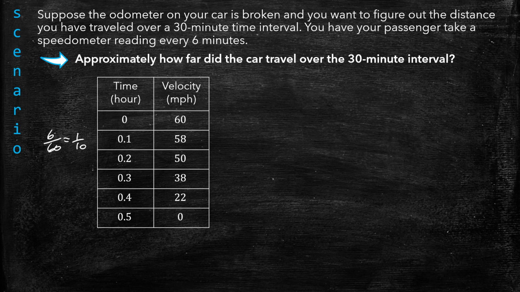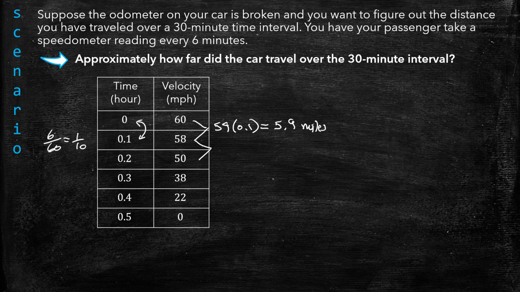And to find out how far we traveled over the 30-minute interval, let's break it down over, say, the first 6 minutes, from 0 to 0.1. To find distance traveled, you have to take your speed times time, but we don't know whether to use 60 or 58. So why not compromise and use the average of those two, which is 59, times 0.1, since you did that for 0.1 of an hour. That works out to you've covered 5.9 miles in that interval.